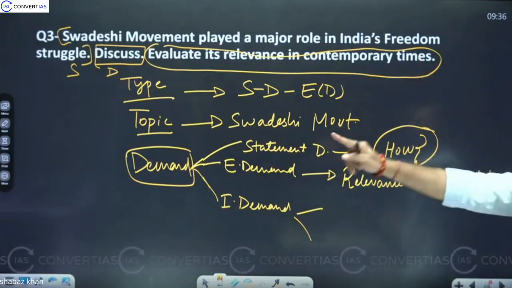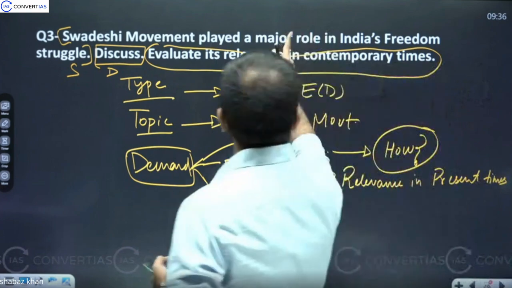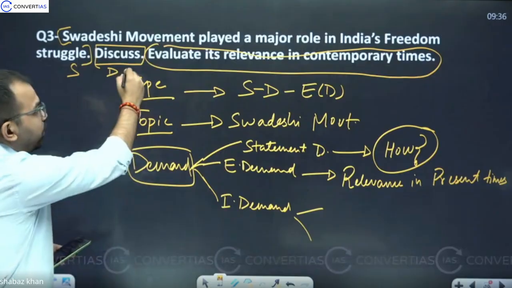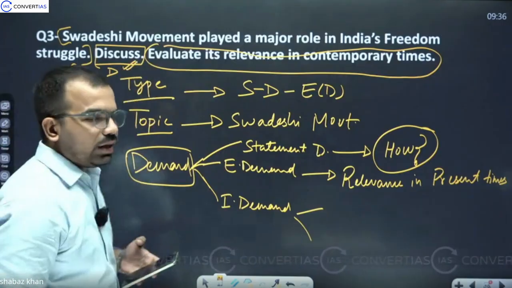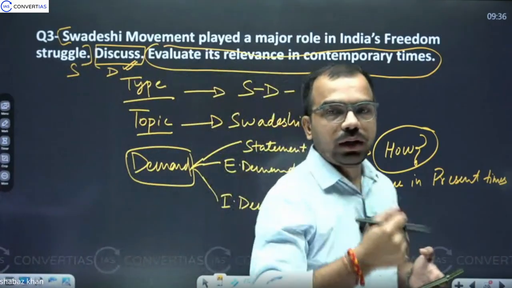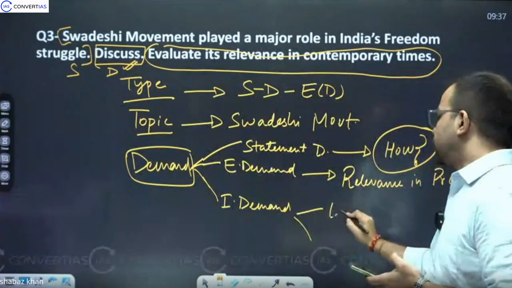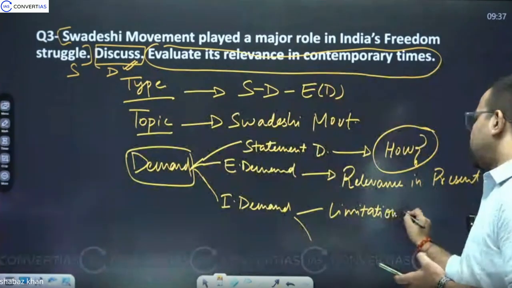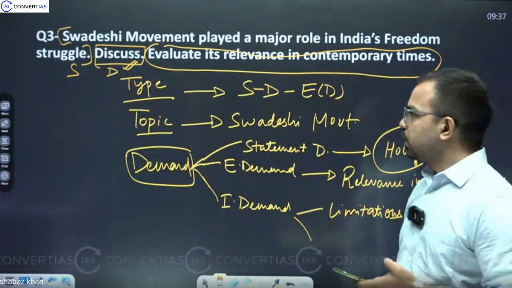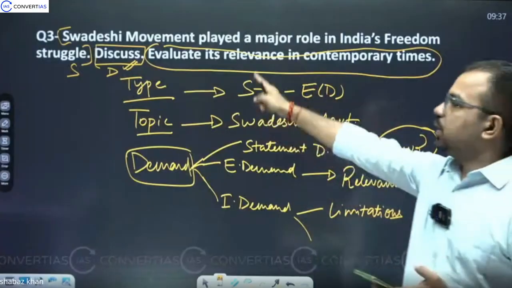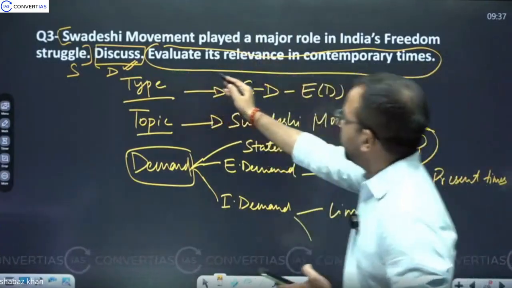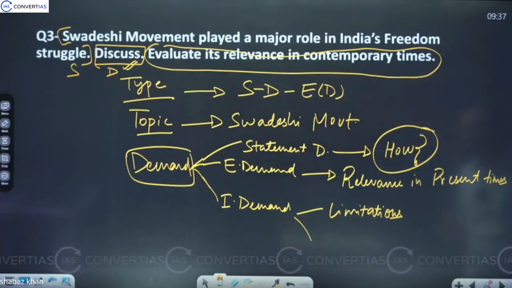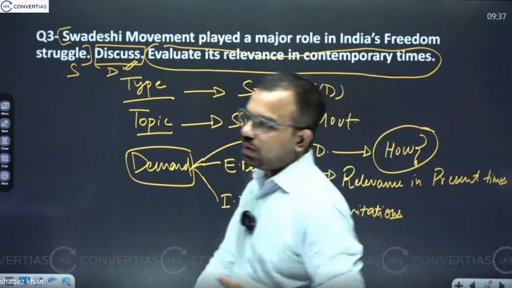Discuss, it has said. Swadeshi movement played a major role in India's freedom struggle. Now do tell me, with this discuss keyword, is there any implicit demand here, a hidden demand here? Yes, there were limitations. It was not completely successful. Yes. Now do tell me, is there any implicit demand in this particular last part? Evaluate its relevance in contemporary times. Is there any implicit demand?